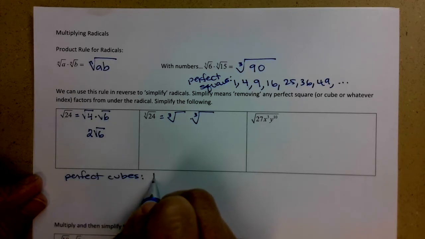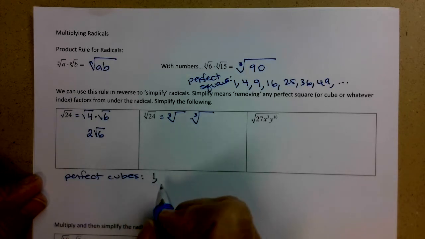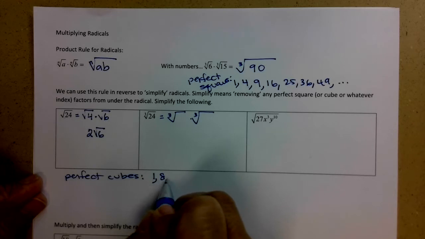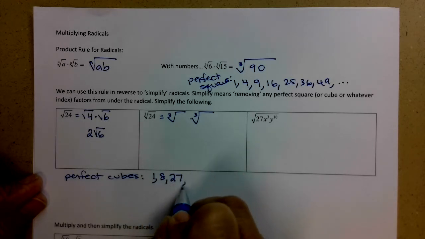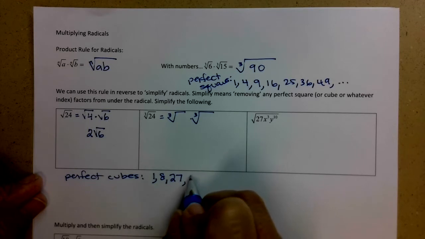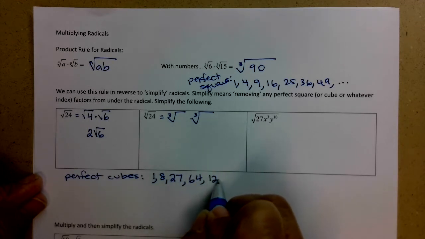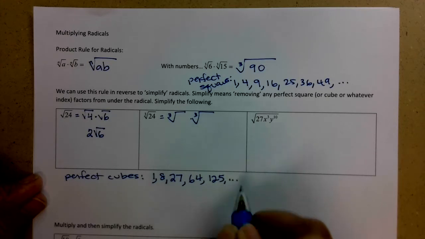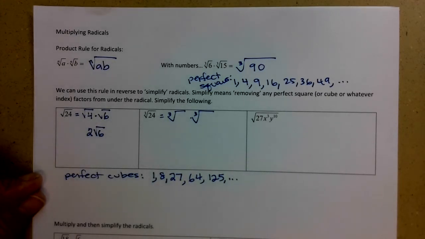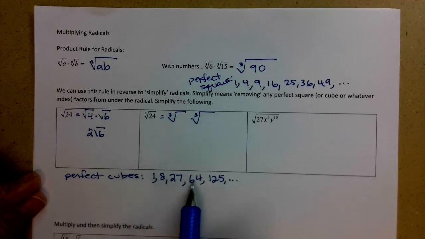So 1 cubed is 1. 2 cubed, 2 times 2 times 2, is 8. 3 cubed is 27. 4 cubed is 64. 5 cubed is 125, okay, dot, dot, dot. So which one of these numbers might go into 24?